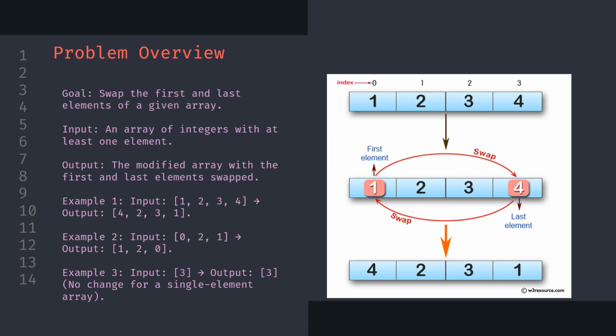Let's outline the problem. We are given an array of integers. Our task is to swap the first and last elements in the array. If the array has only one element, it remains unchanged. For instance, in 1, 2, 3, and 4, the first element 1 swaps with the last element 4, resulting in 4, 2, 3, and 1.